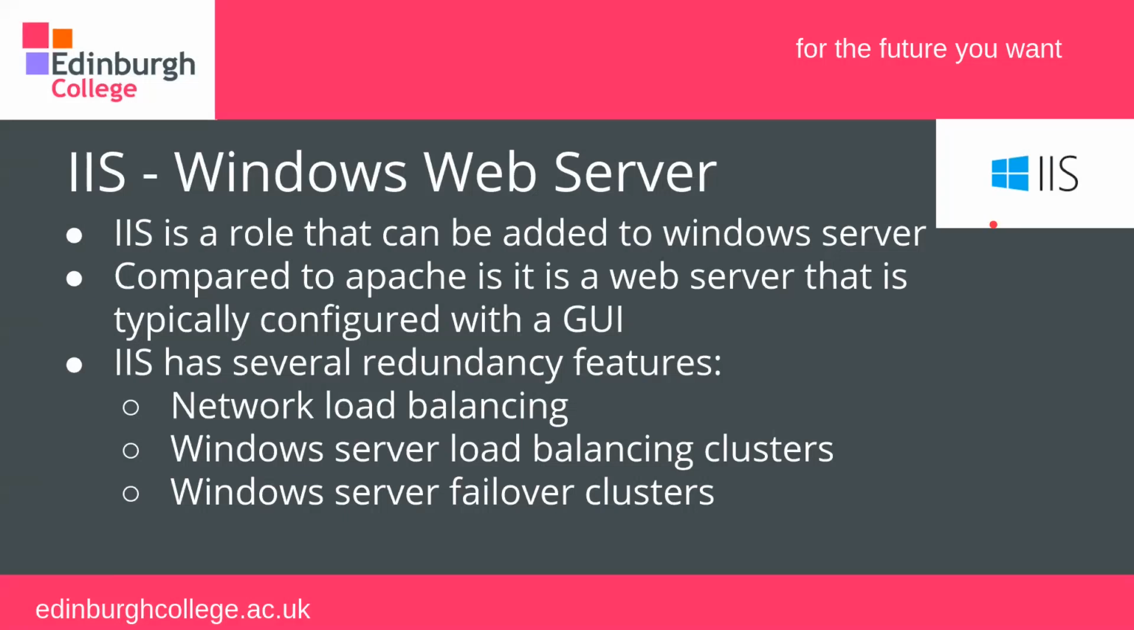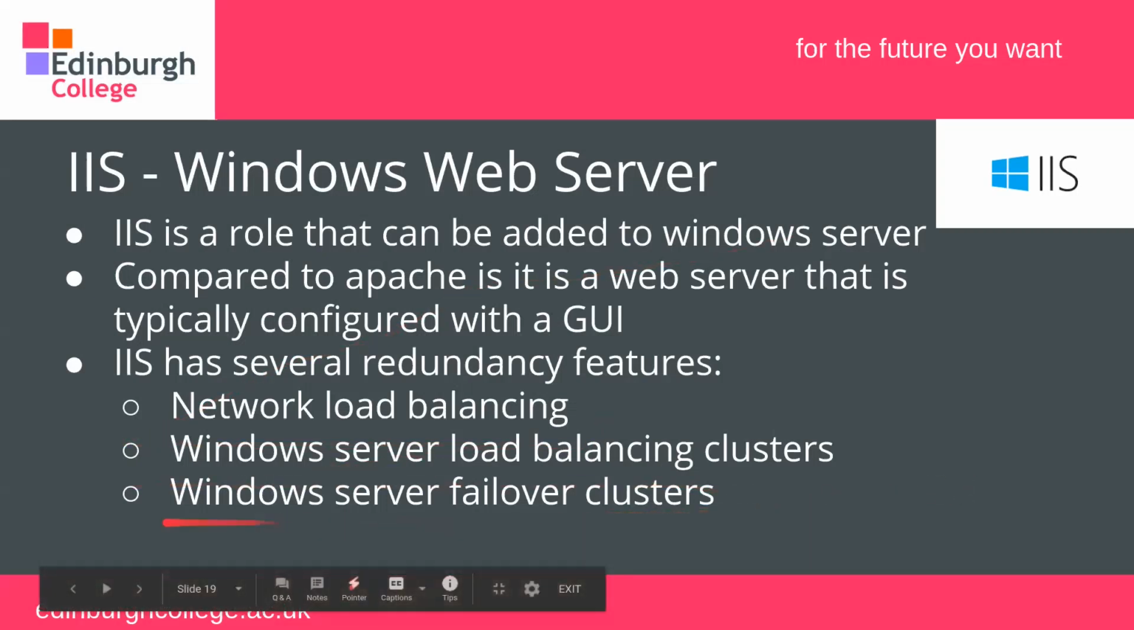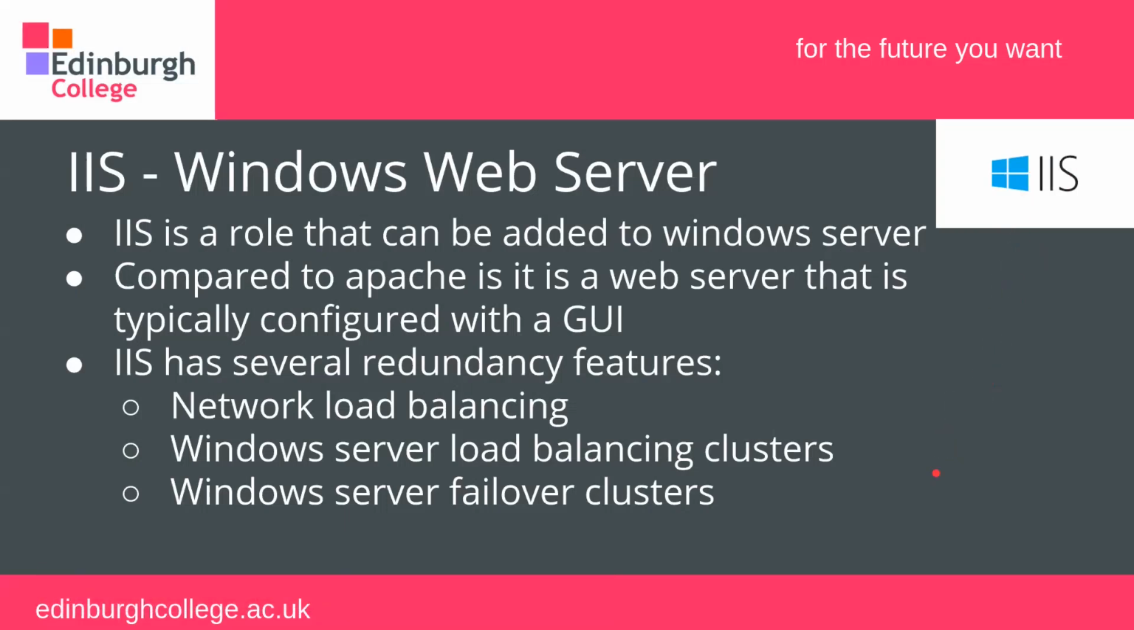So it does exactly the same thing as Apache, except it's a role on the Windows server. It has some features like network load balancing, Windows Server load balancing, and Windows Server failover. Now, everything that this can do, Apache can do. This is just Microsoft's Windows web server. So if anyone ever asks you what an IIS server is, it's a Microsoft Windows web server, Internet Information Services.